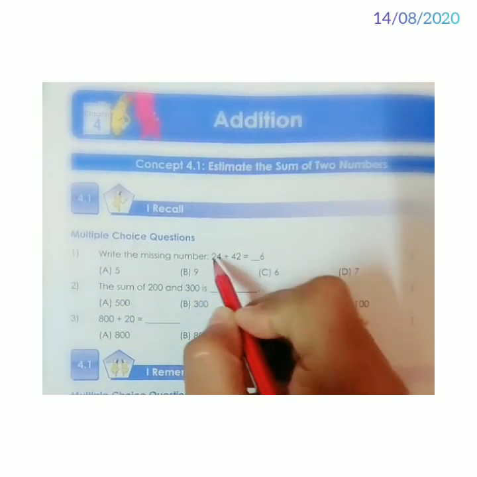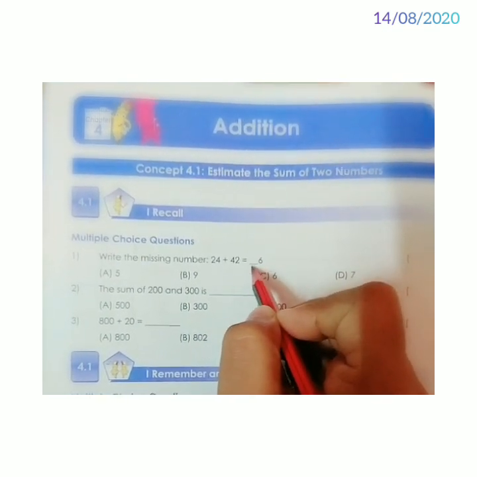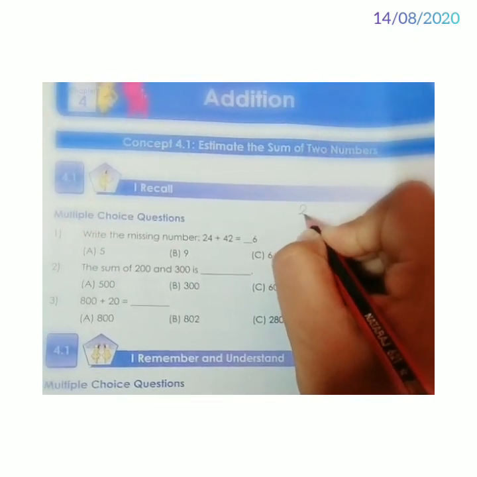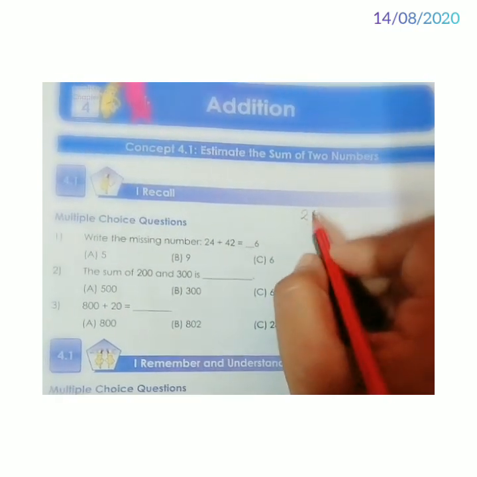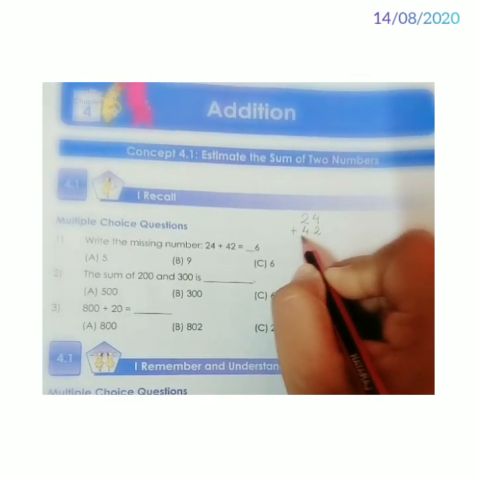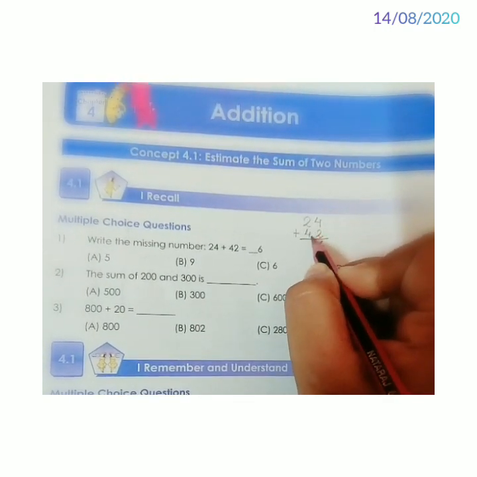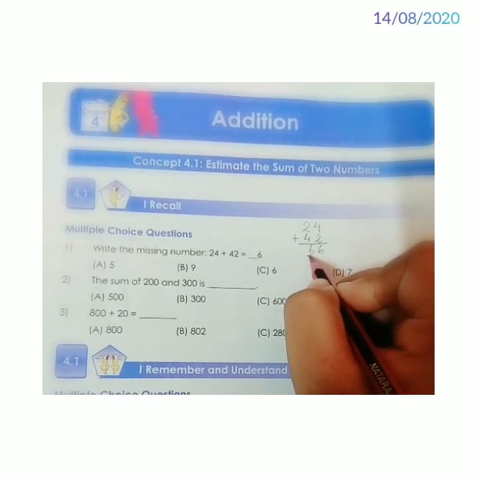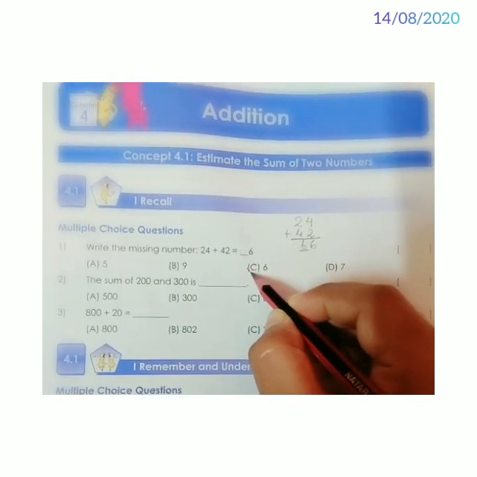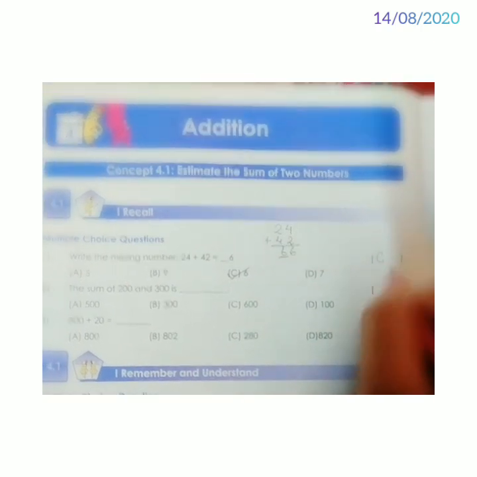Write the missing number. 24 plus 42 equal to dash 6. You have to find out the digit over here. So how to do it? Let me show you. You first write down both the numbers vertically, then you add them. So 4 plus 2 is how much? 6. Again 2 plus 4 is 6. So the missing digit is how much, dear children? 6. So the correct option is C, 6. Then you write down over here D, the correct option.